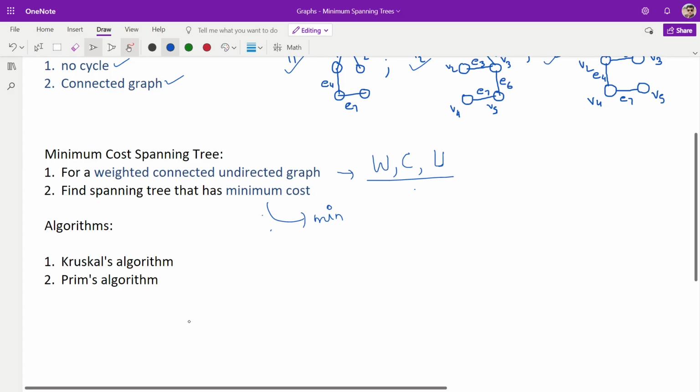Primarily there are 2 different algorithms that we are going to talk about in order to get the minimum cost spanning trees. Minimum cost spanning trees are also abbreviated as MCSTs, and some books abbreviate it as MCST. The two algorithms are Kruskal's algorithm and Prim's algorithm. We will be taking problems for each of these algorithms and solving them.